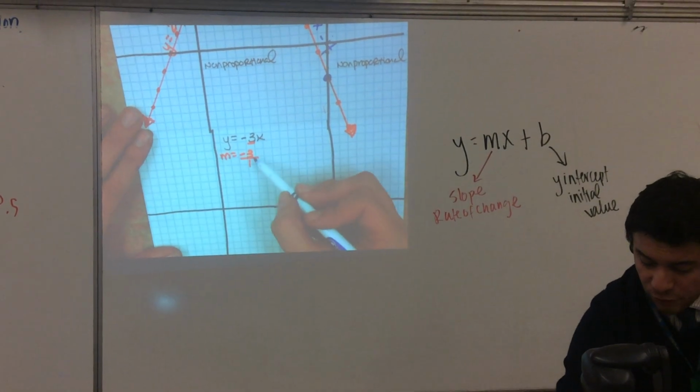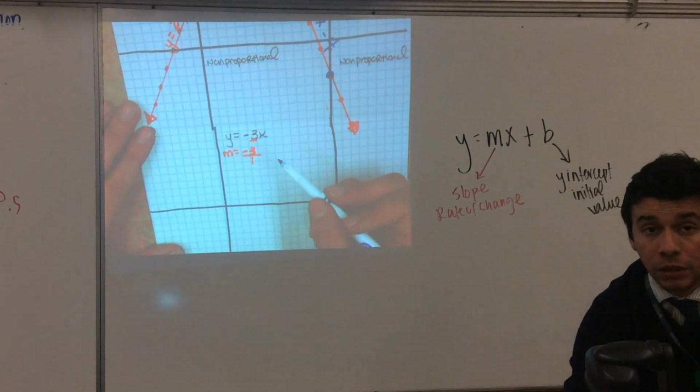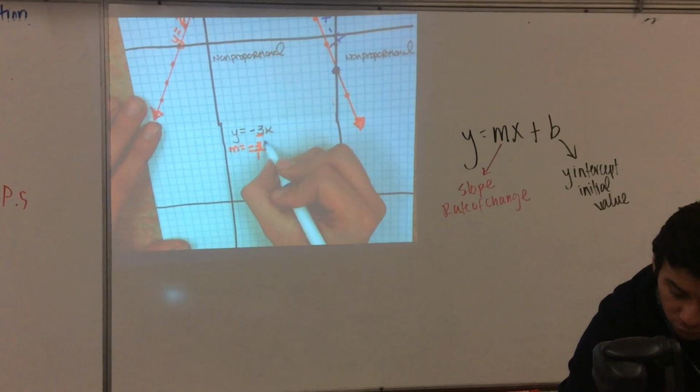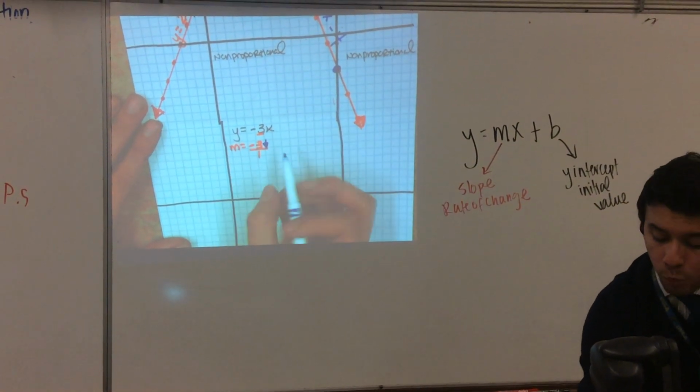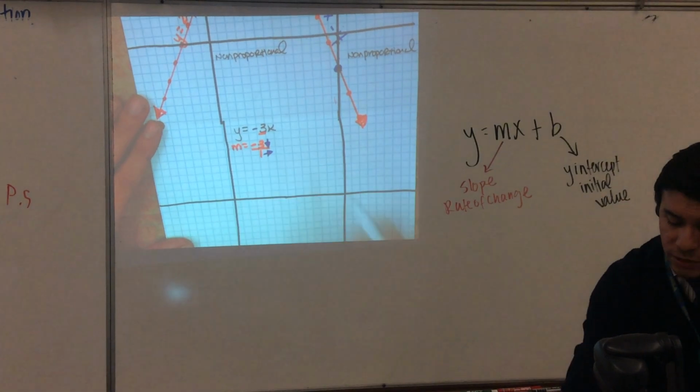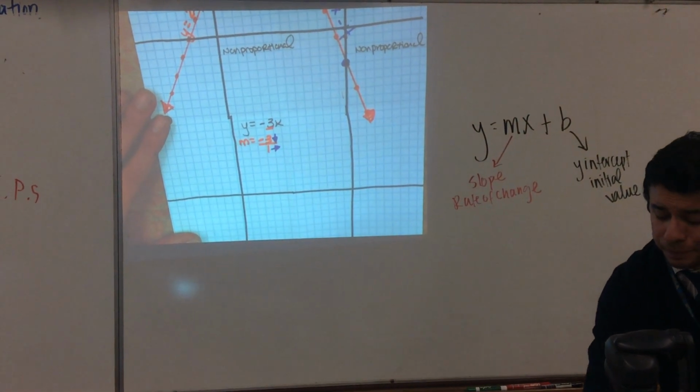Because this 3 is negative, are you going to go up or are you going to go down? Yeah, you're right. You go down 3. That 1 will always go to the right. That will never go to the left.